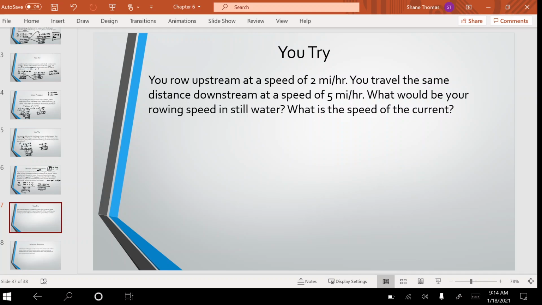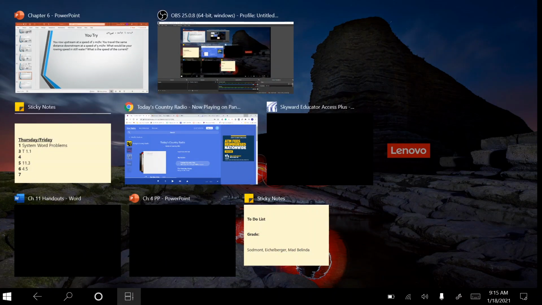Try this one. You row upstream at a speed of 2 miles per hour. You travel the same distance downstream at a speed of 5 miles per hour. What would be your rowing speed in still water? What is the speed of the current? So this here is your total speed, which is what's listed, 2 and 5, equals essentially your boat speed, or your rowing speed, same thing, plus or minus your current. This one shouldn't take too long, so give that a shot.